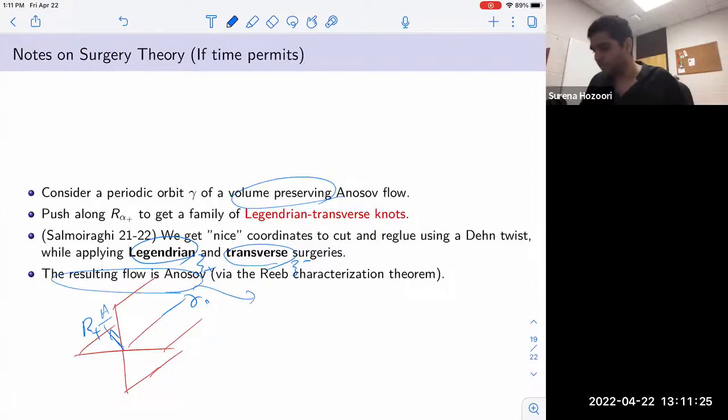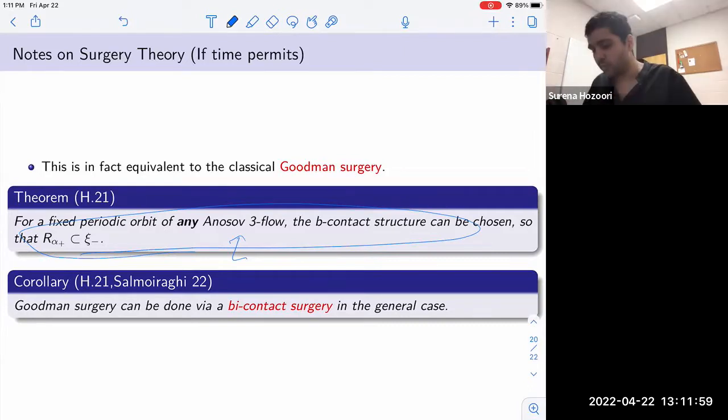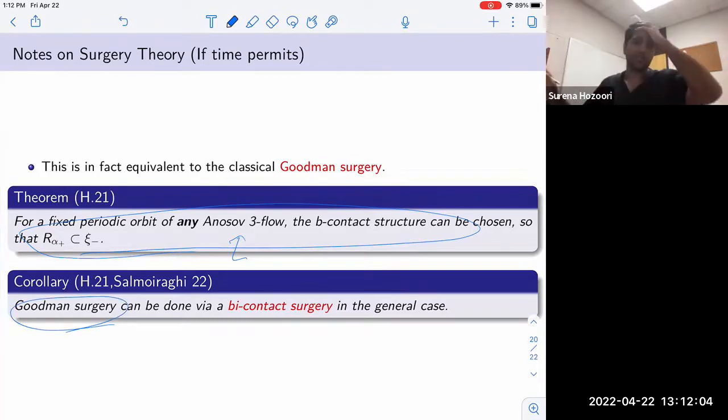So he controls that, and it turns out that all that was used was having just one of the Reeb vector fields included in the other contact structure along the periodic orbit. So we can show that for a general Anosov flow, if you care about some regularity issues, but if you resolve that, it's not very surprising, you can apply this contact geometric surgery theory on any Anosov flow. And this is exactly what is called a Goodman surgery in classical Anosov dynamics.